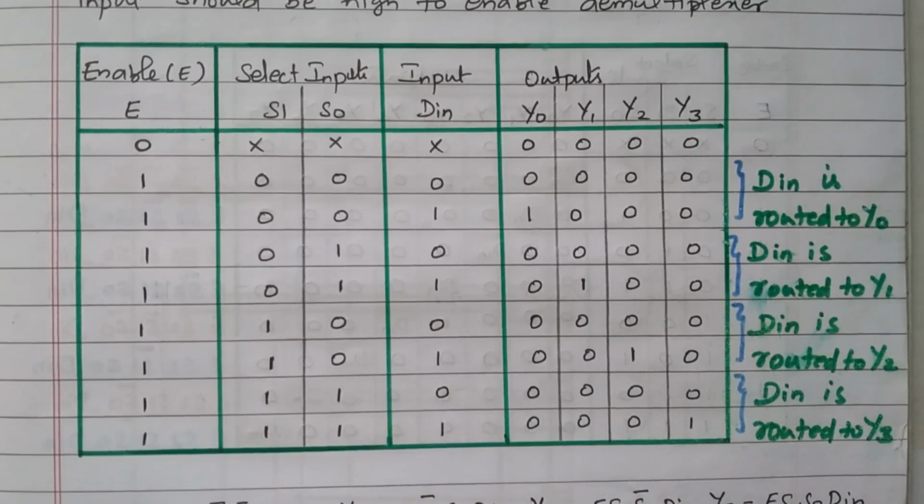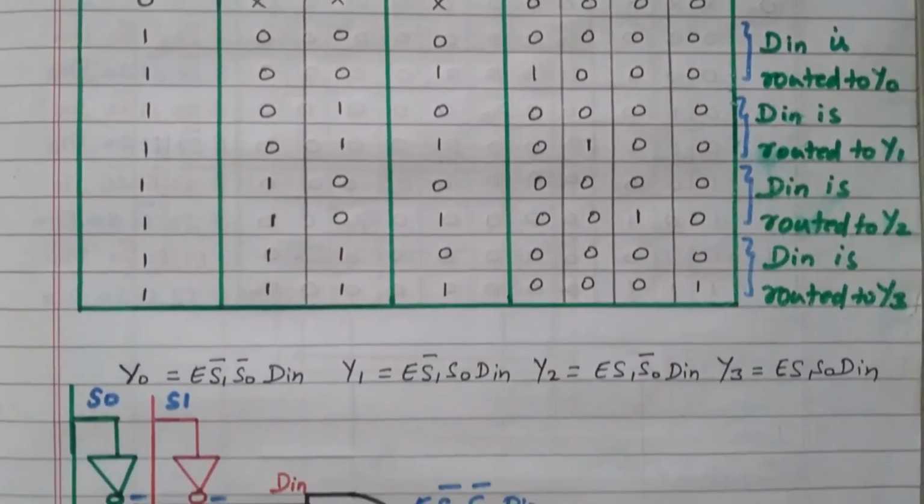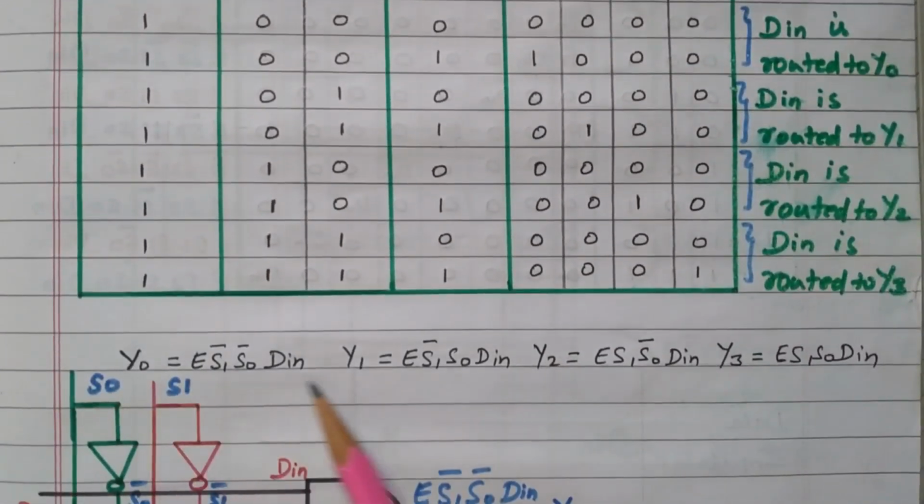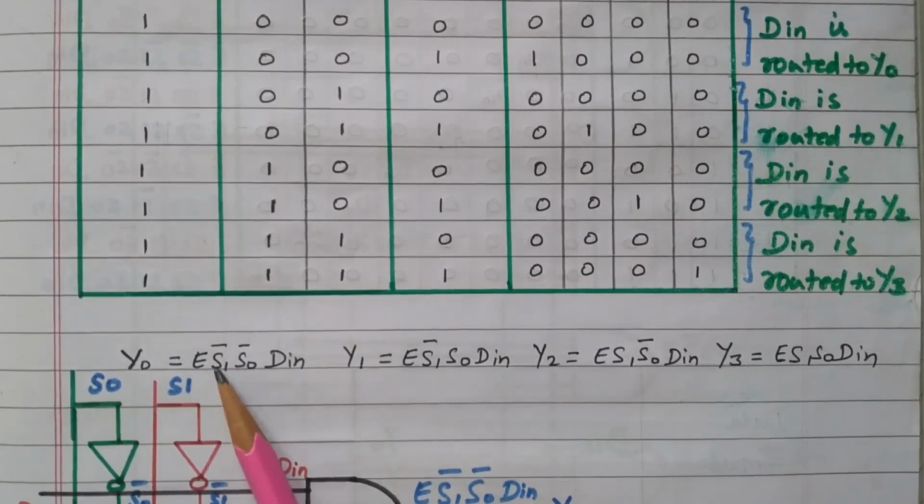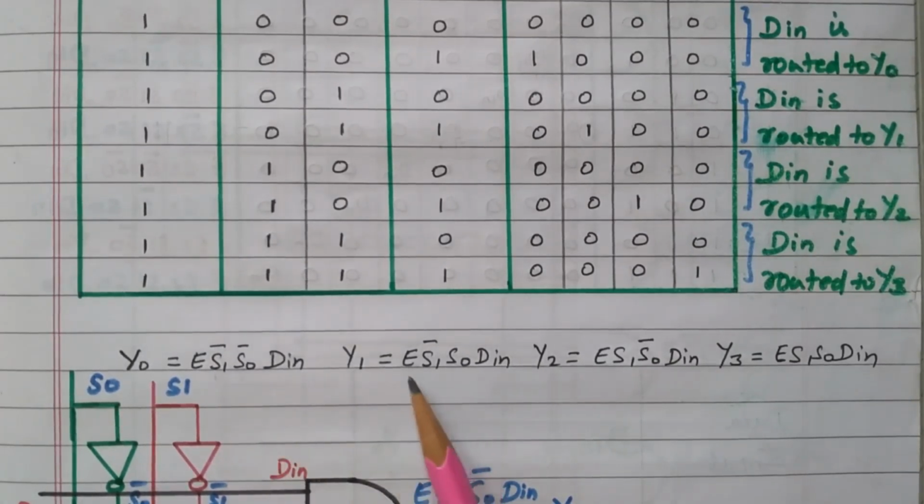Right? So based on that we will see the logical expression and logical diagram. So this is the logical expression. 0, 0 means S1 bar, S0 bar. 0, 1 means S1 bar, S0. 0 refers to the complement. 1, 0: 1 means S1, 0 means S1 bar. 1, 1 means the same, it is S1 and S0. Right? So in every case we have D in as an input.